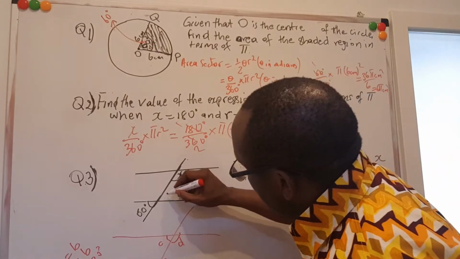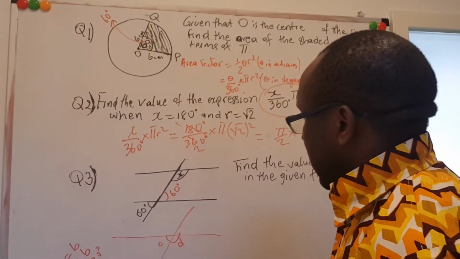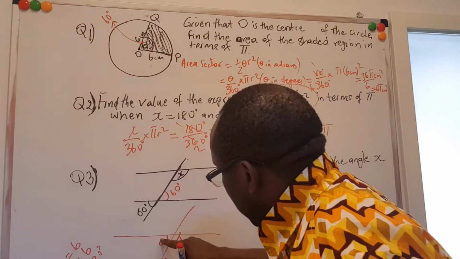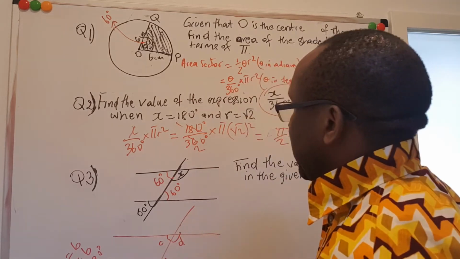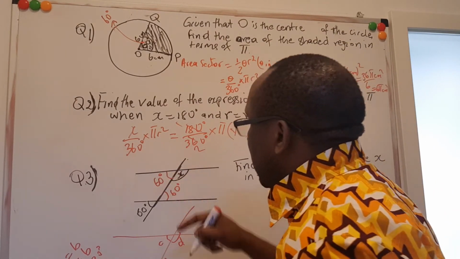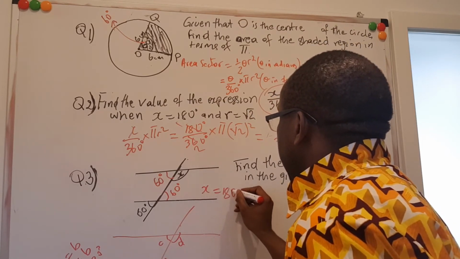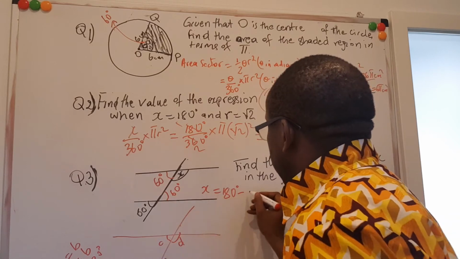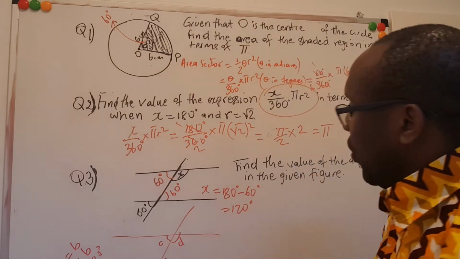Whatever the case, here it means this angle should be 60 degrees. And therefore, by the property of these two, C is equal to B, this should also be 60 degrees. But angles on a line, this half a circle, is 180. So it means x will be equal to 180 degrees minus 60 degrees, and that is 120 degrees.